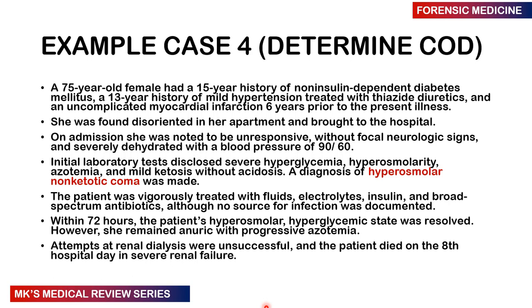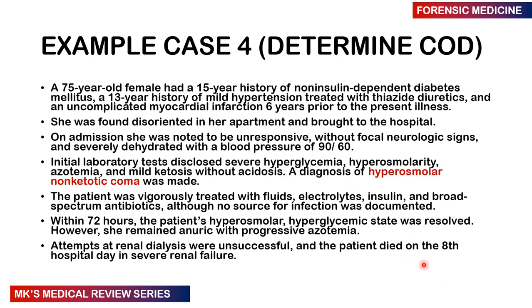So, this is a 75-year-old female, has a 15-year history of non-insulin dependent diabetes mellitus, a 13-year history of mild hypertension, which was treated with drugs, and they also developed a myocardial infarction. So we can already establish that the mild hypertension and the myocardial infarction may not have caused this person to die. But the diabetes is a significant thing, because the diabetes eventually led to this hyperglycemic hyperosmolar state. Then eventually this person went into renal failure, acute kidney injury, about 8 days into the hospital admission, and that's what most likely could have killed them.